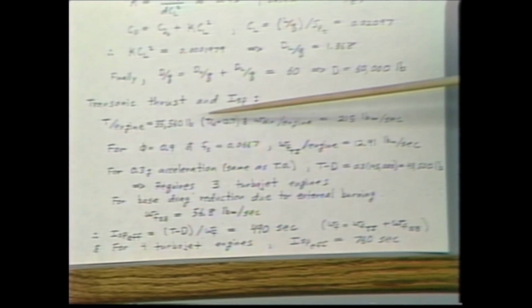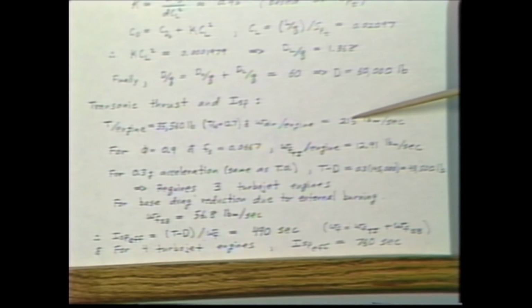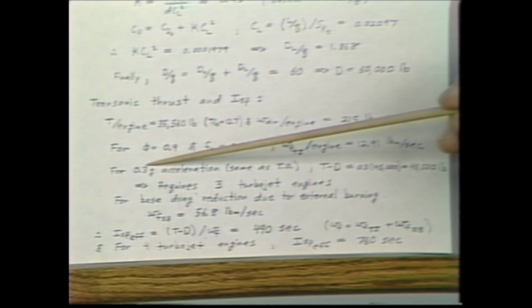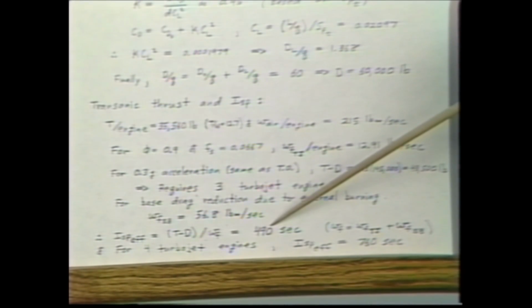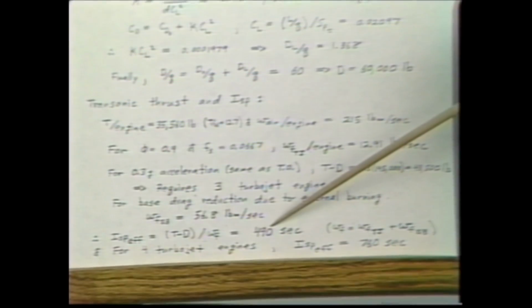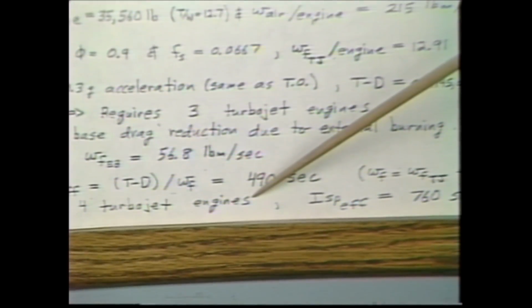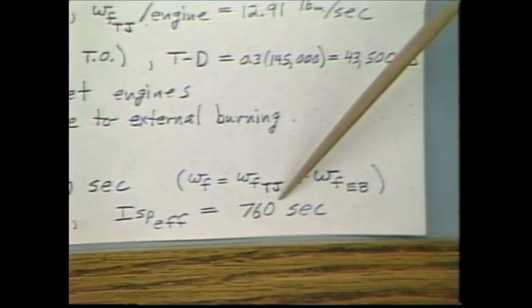Looking at our 2-engine package, we note that there is not enough thrust transonically. If we choose 3 engines, we'll get the same acceleration we got at takeoff, which seemed like a reasonable level. But when you combine that with the external burning flow rate, we get an effective ISP of only 490 seconds. That's only marginally better than a rocket without a vehicle attached to it. So to bring that ISP up, I added an additional engine. We've got 4 turbojet engines on our vehicle. That increases the thrust, and the net effect is an ISP of 760.